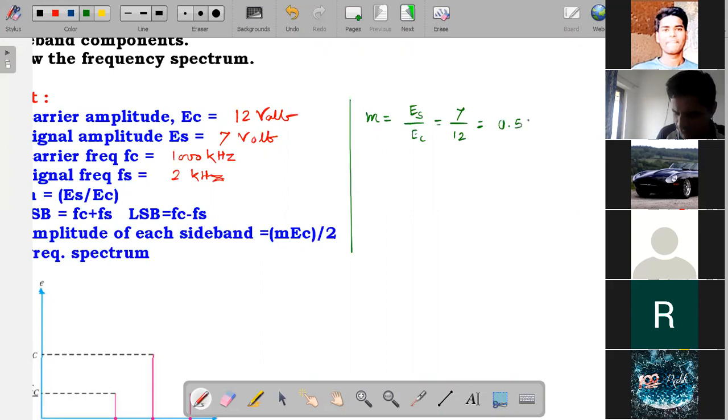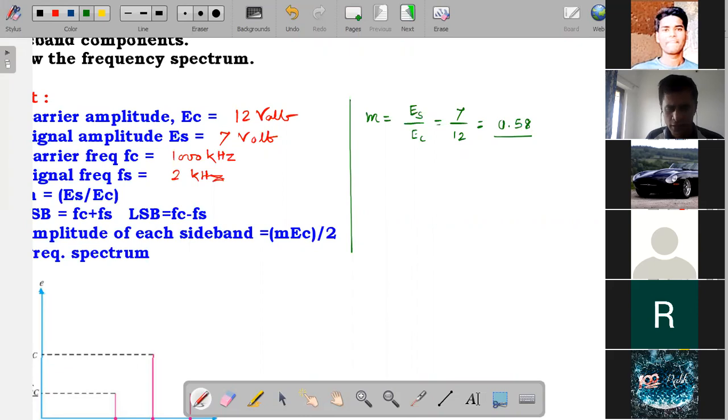0.58. What is the unit for this? What is the unit for m? There is no unit because it is the ratio of quantities. Understood? What is the unit of Es? Volts. Ec unit is volt. Volt gets cancelled. Therefore, there is no unit for modulation factor small m. Okay? Yes, this is about small m.